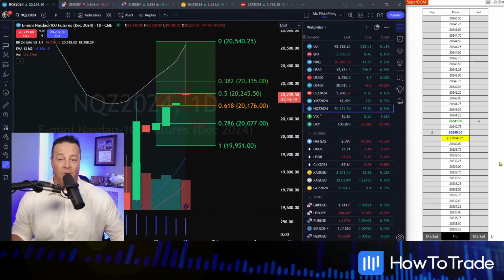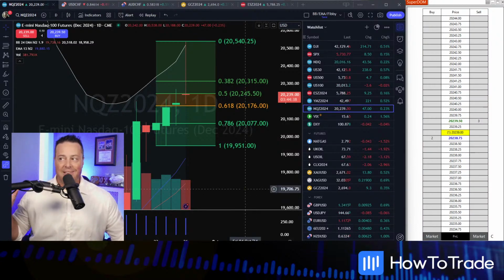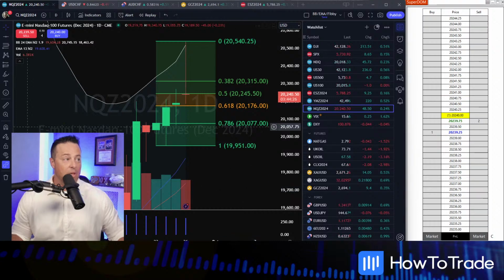And I've got it on Auto Center. If I didn't have the DOM on Auto Center, this thing would be all over the place. So interesting. I am more of an E-mini S&P 500 trader, just because it's a bit more manageable. But you can see if you like volatility and you like action, maybe the E-mini NASDAQ futures is for you. It's crazy, though. It's a crazy market. No two ways about it.